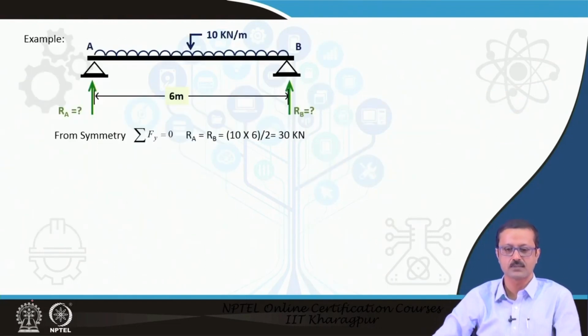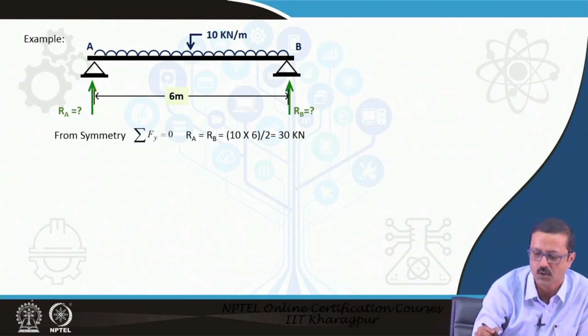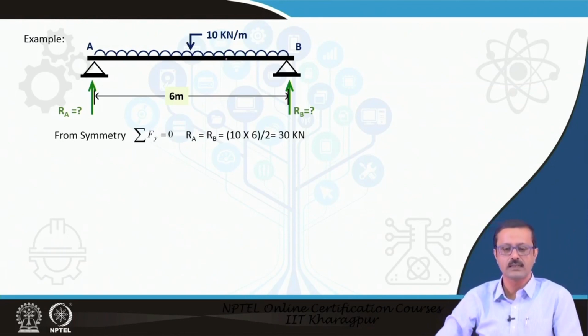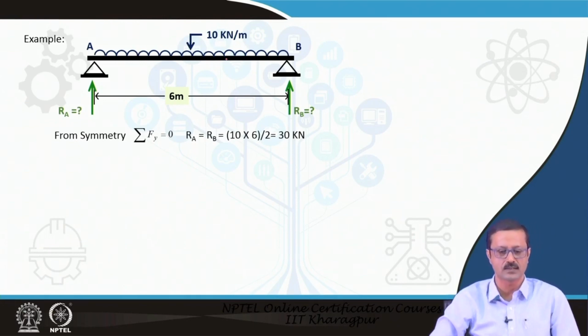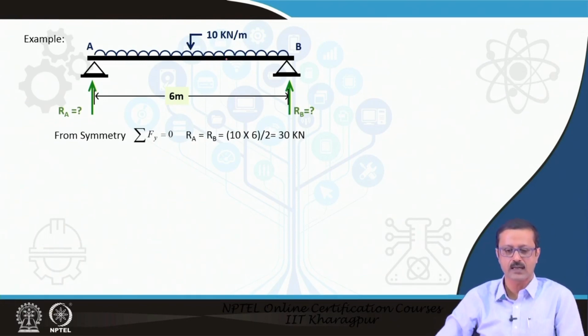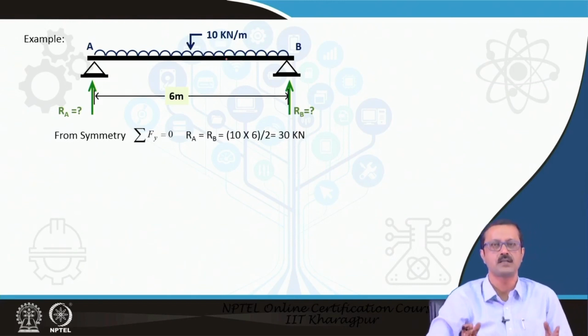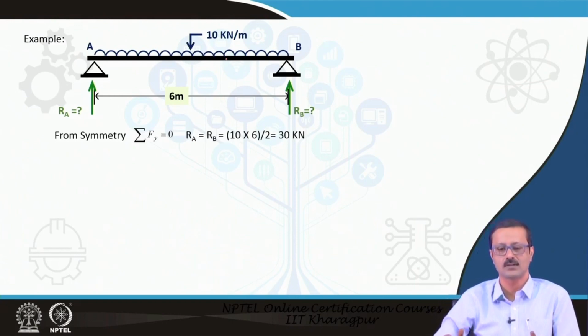So, this is another example. This is now very easy. If we show the UDL as a series of half circles, the total intensity of the UDL from A to B is 10 kilonewton per meter. It is a simply supported beam, and R A equal to R B equal to 30 kilonewton is very easy, because it is a simply supported and symmetrical beam. So, R A must be equal to R B, and the total load is 10 into 6, that is 60 kilonewton. So, 30 will be the share of each.